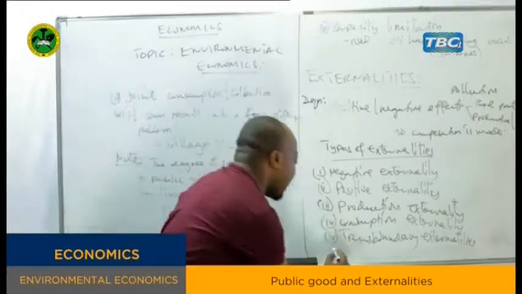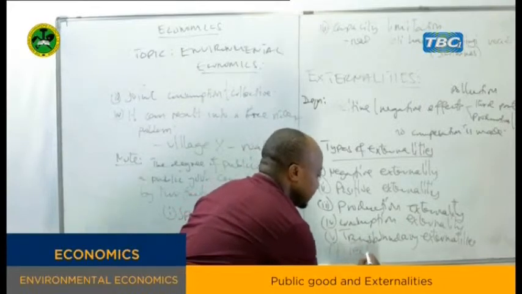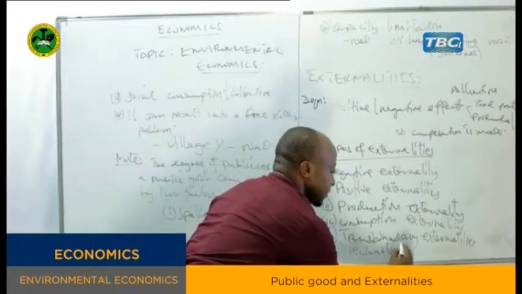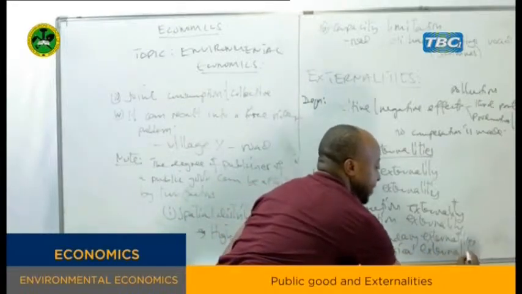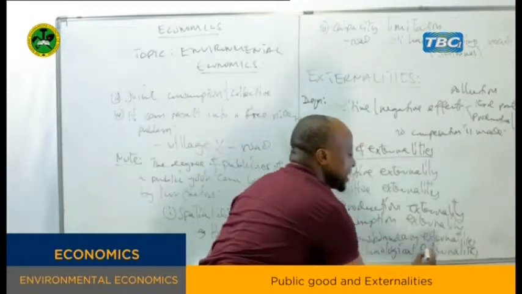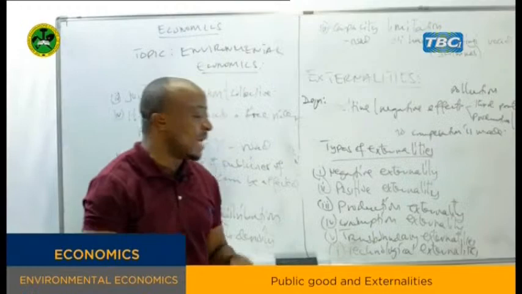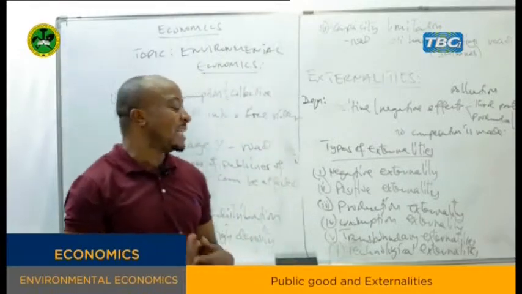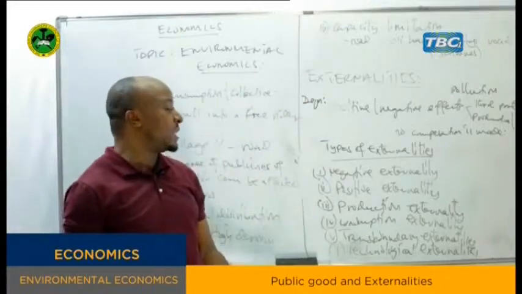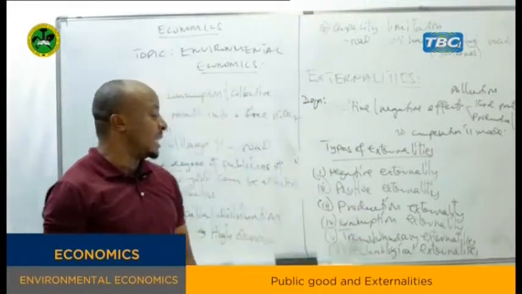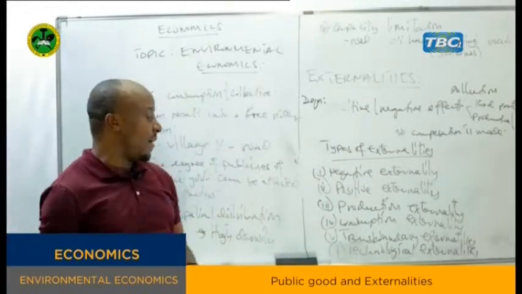This is one. And the other one, number 6, is technological externalities. These are externalities which result from technology, due to the use of different technological equipment in production or consumption. When they result in negative or positive effects to society or to the third party, then we say those are technological externalities. So these are some forms of externalities which you can discuss in different ways.